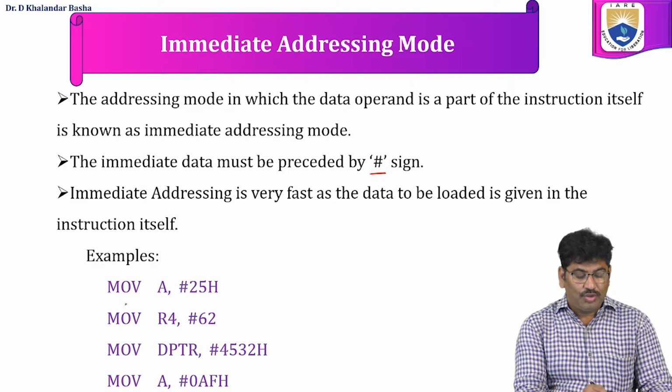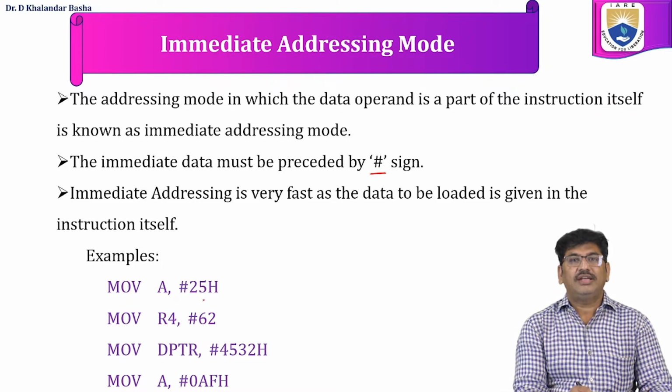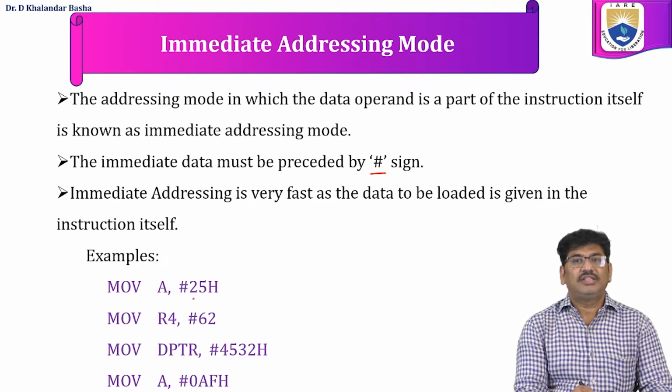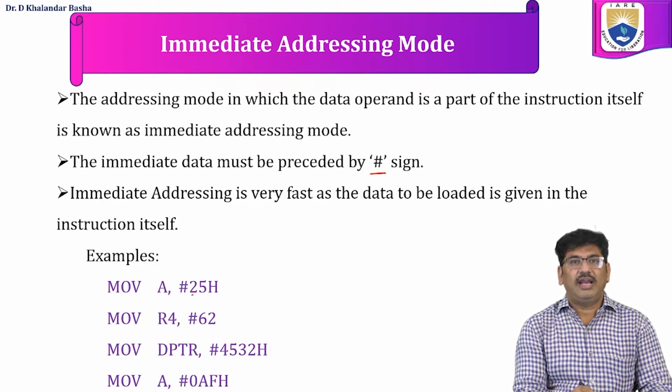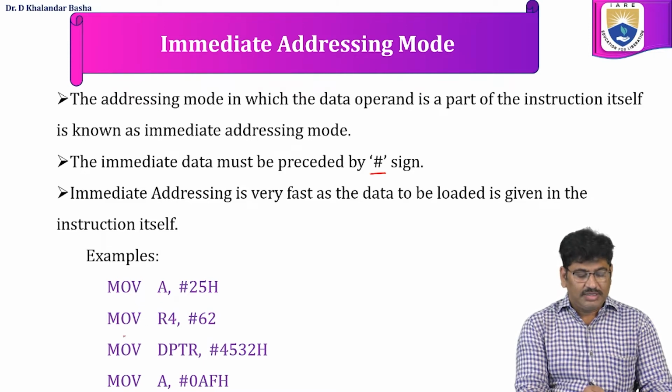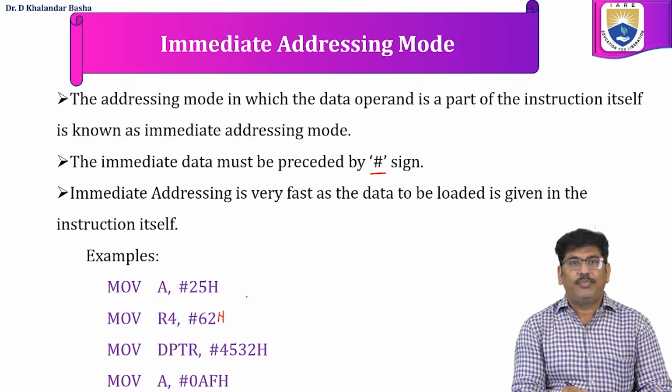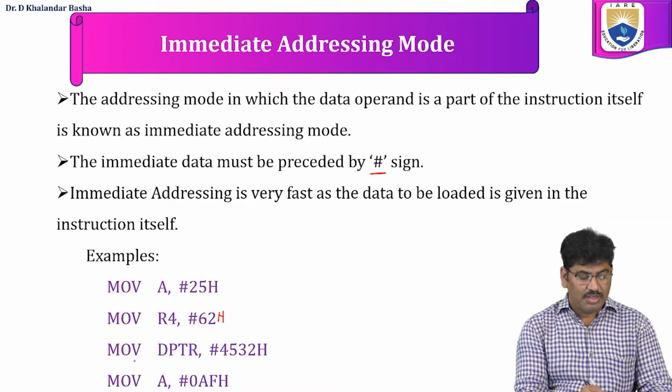For example, MOV A, #25H. Here 25H is the immediate data that will be copied into accumulator A. The second example, MOV R4, #62H. This instruction will copy the immediate data, which is 62H, into the R4 register of the 8051 microcontroller.